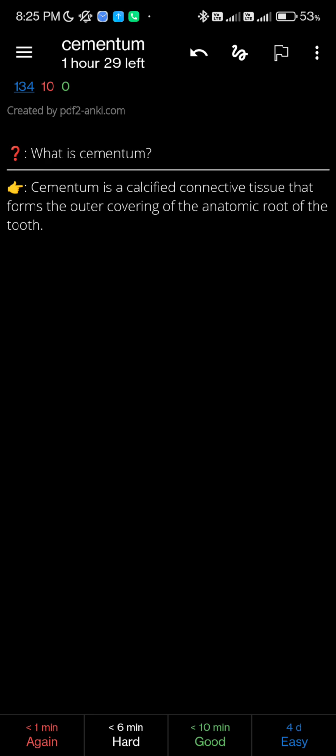When you talk about cementum, it is a calcified connective tissue that forms the outer covering of the anatomic root of the tooth.